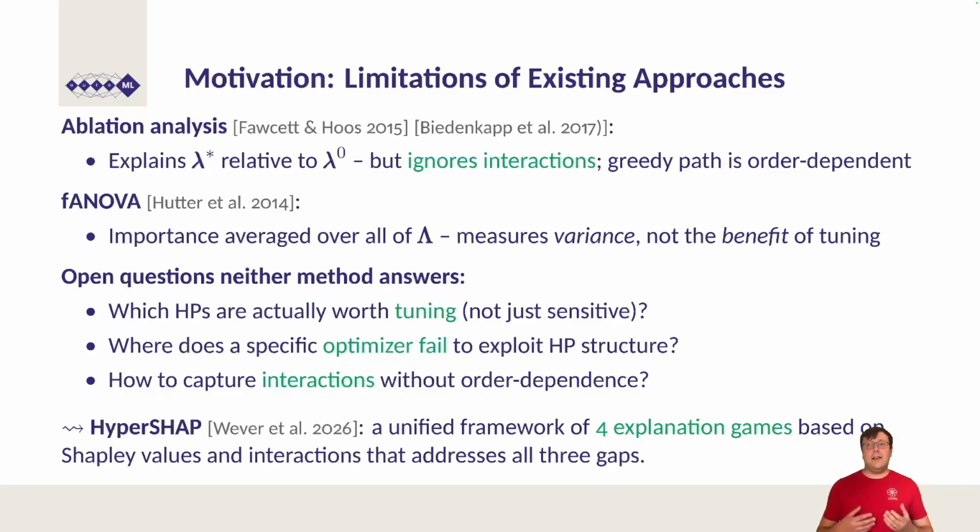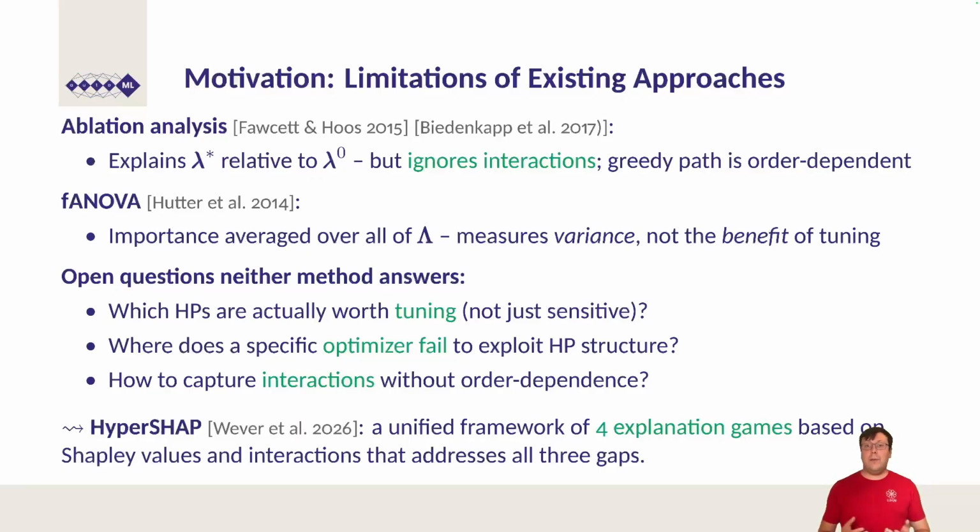Ablation explains the incumbent relative to the default but ignores interactions and is order dependent through its greedy path. FANOVA measures variance contribution, so sensitivity, which is not the same as the benefit of tuning. A hyperparameter can be highly sensitive, yet offer no headroom over the baseline.